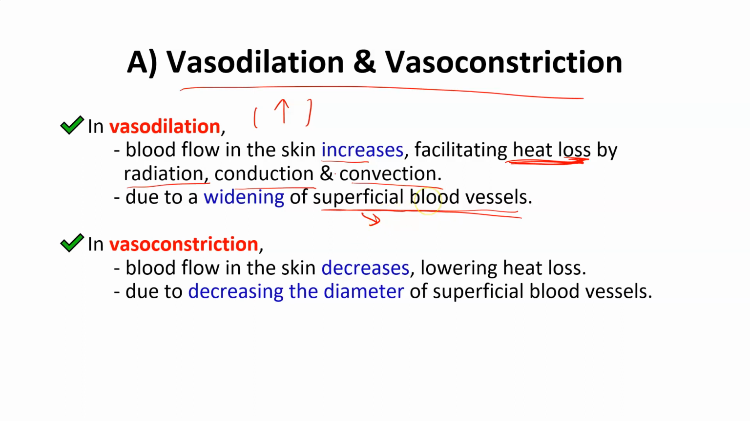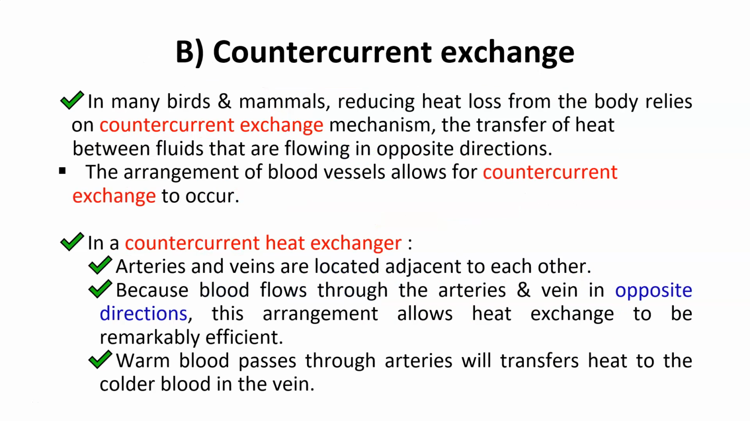And then vasoconstriction, the artery constricts. So this causes less blood to flow to the skin, and this is to reduce heat loss from the body core, due to decreasing the diameter of superficial blood vessels. So remember, vasodilation is to increase heat loss, vasoconstriction is to lower heat loss. Okay, so next is countercurrent exchange.